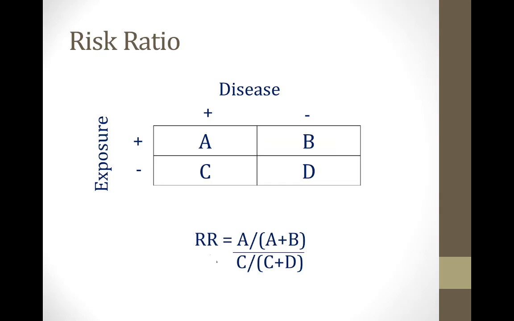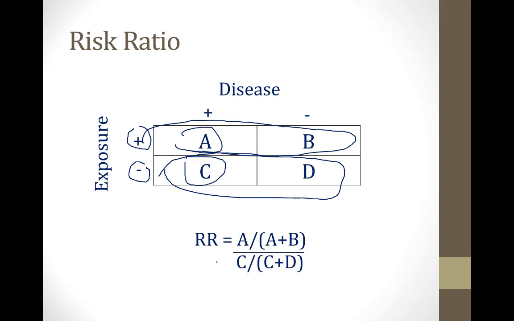So let's go back to our 2 by 2 table and talk about how to calculate a risk ratio. It's going to be the risk of disease among the exposed, which is the top row, divided by those unexposed, which is the bottom row. So the top row, it's going to be A divided by A plus B, and in the bottom row, it's going to be C divided by C plus D. So it's just a ratio of the two risks, top divided by bottom.